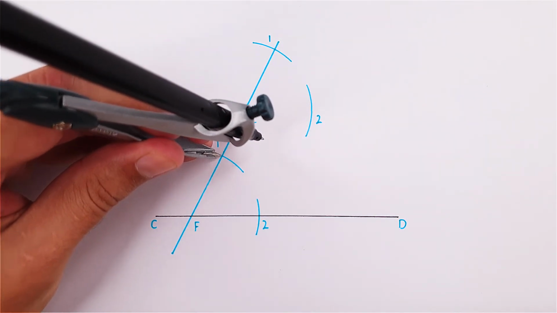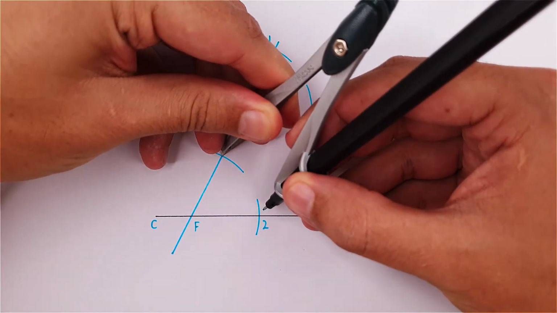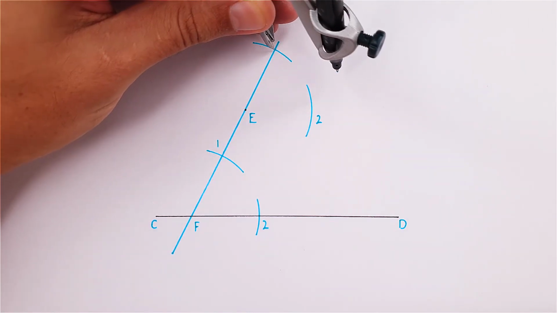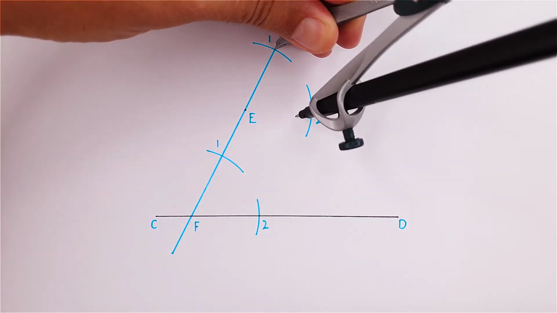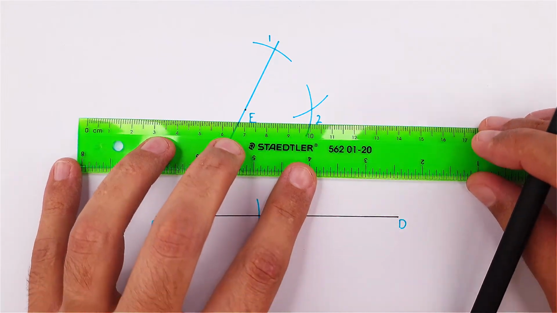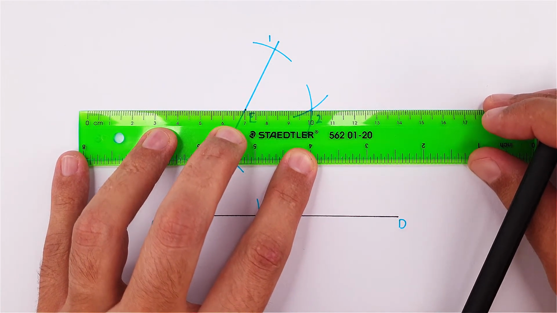Next, place your compass on point 1 and adjust it to point 2. Use this measurement on your second point 1 and determine point 2. We can now draw our parallel line through point E and the intersection created on our second point 2.